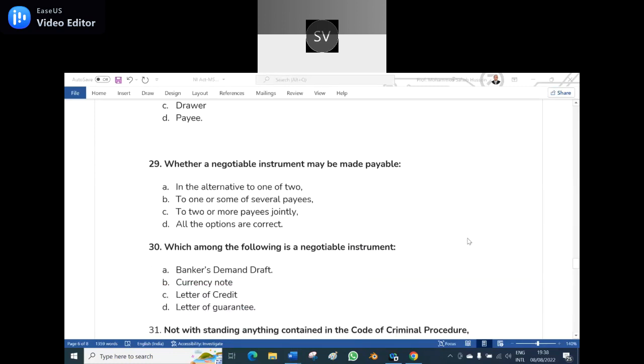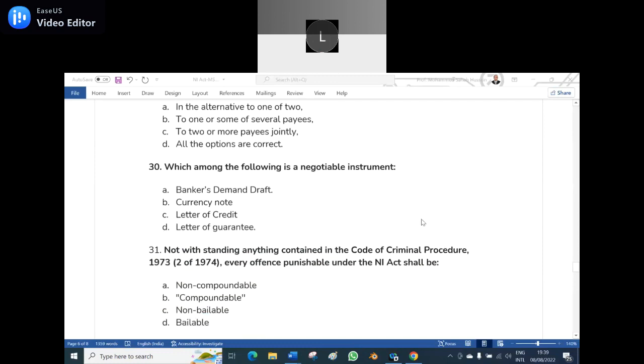29th question. Whether a negotiable instrument may be made payable. Option A, in the alternative to one of two. Option B, to one or some of several payees. Option C, to two or more payees jointly. Option D, all the options are correct. Yes, option D, all the options are correct regarding how a negotiable instrument may be made payable.